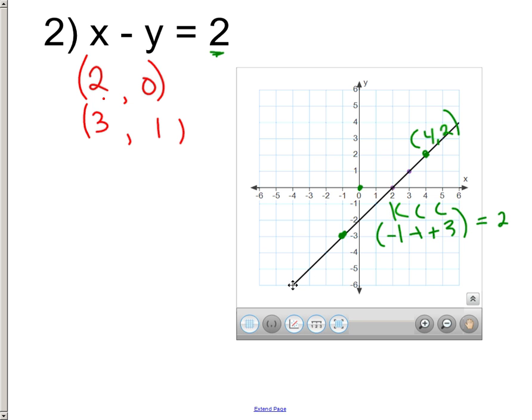And remember, put the arrows on the end of your line after you graph it, okay? We're not graphing line segments. We're graphing a linear equation, which is the graph of a line. Now, let's go on to number 3.